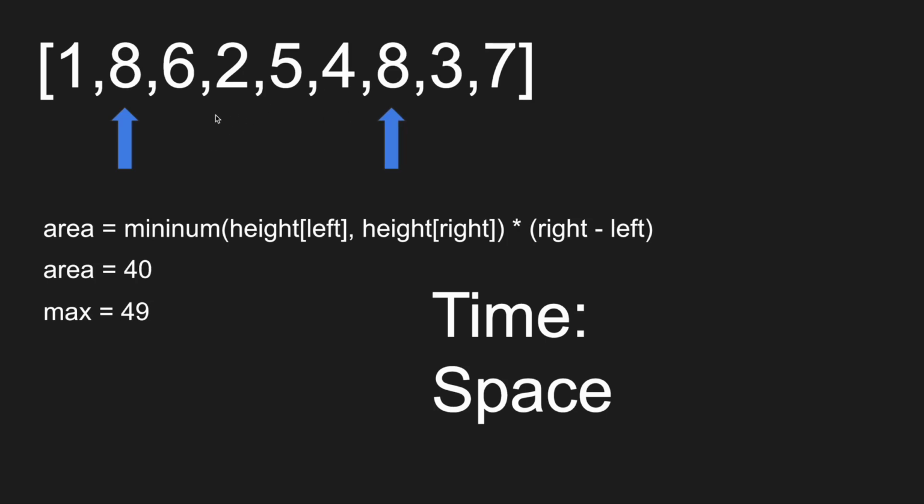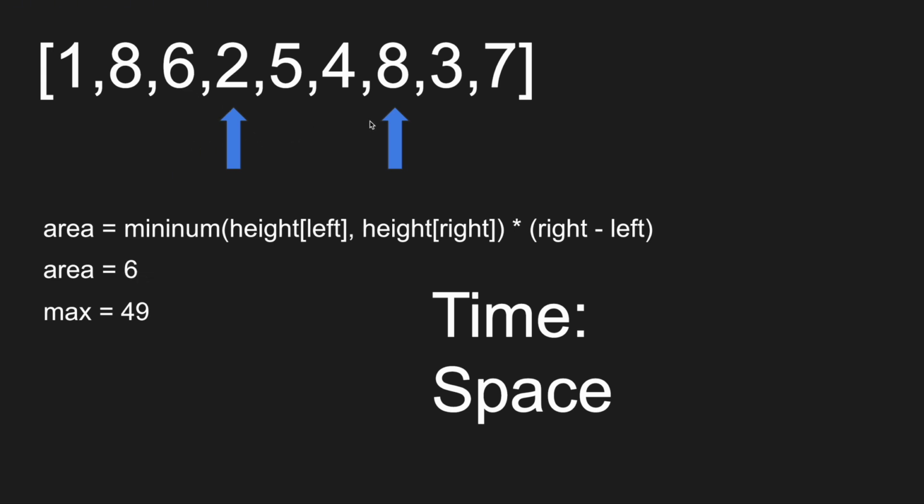So we have a width of 5 and a height of 8, so 8 times 5 equals 40, and 49 is still the max. But since both sides have equal height, it doesn't matter if we shift left or right. For this example, I'll just shift left, but if you shift the right pointer, you will still get the result of the problem. So we have an area of 24 because the width is 4 and the height is 6. So 6 times 4 equals 24. Since 6 is smaller, we shift the left pointer.